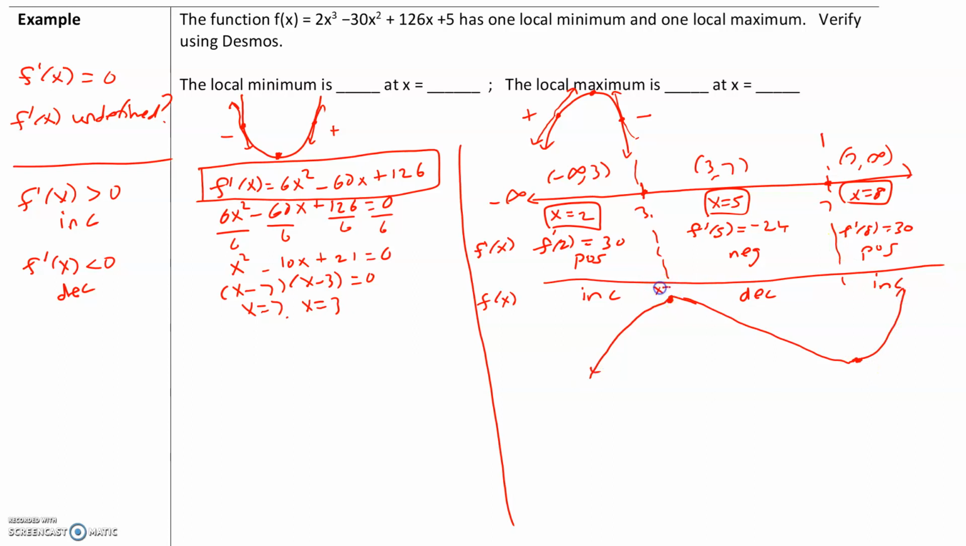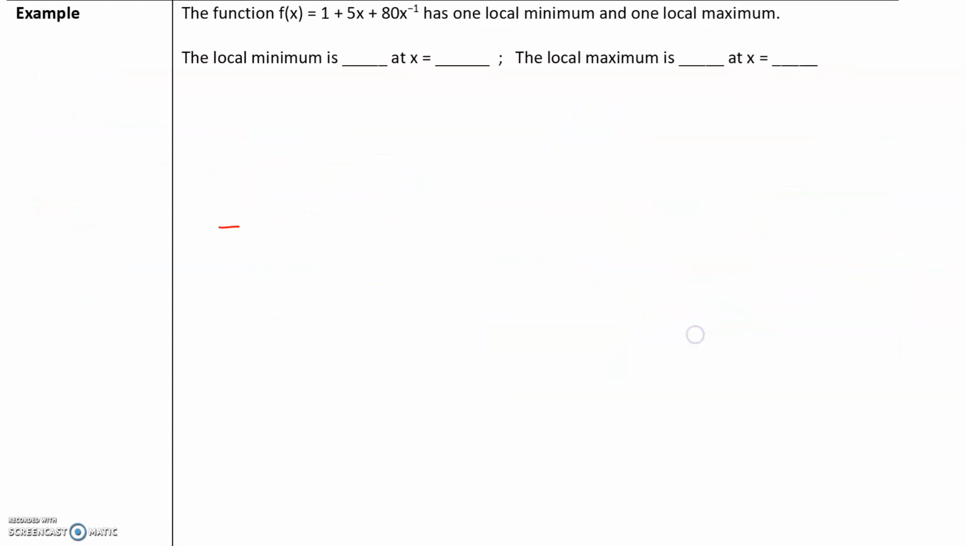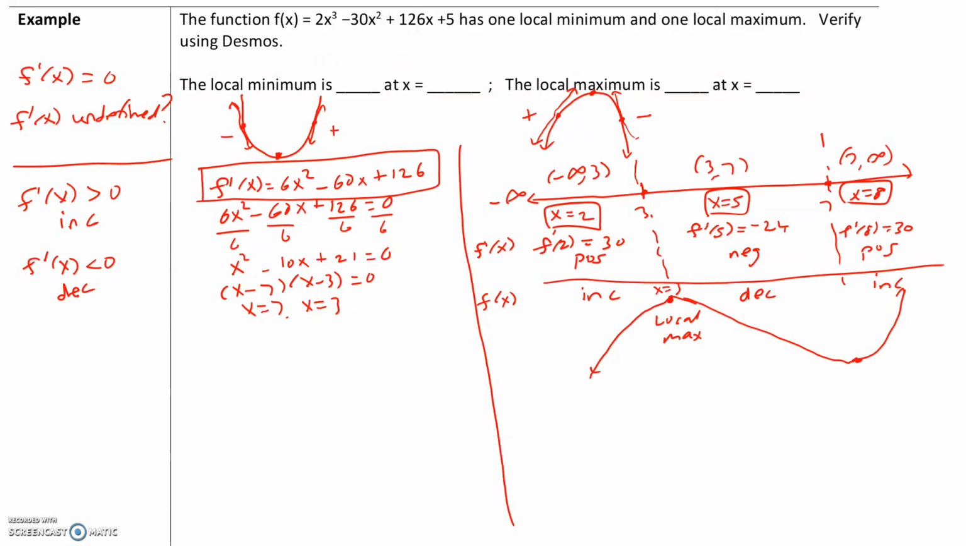So x equals 3 is going to be a local maximum. X equals 7 is going to be a local minimum, because the function increases, increases, hits the max, and then it starts decreasing. Then it decreases, decreases, hits the local minimum, and it starts increasing. So the local minimum is at x equals 7. The local maximum is at x equals 3.